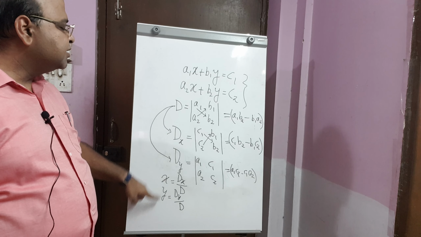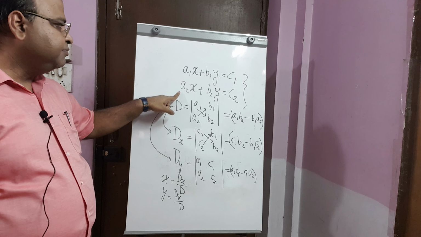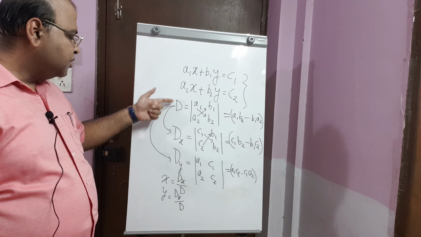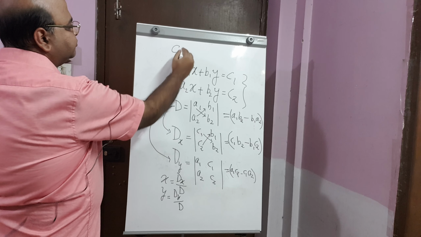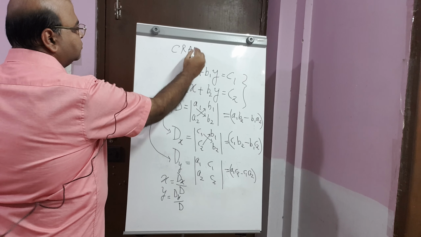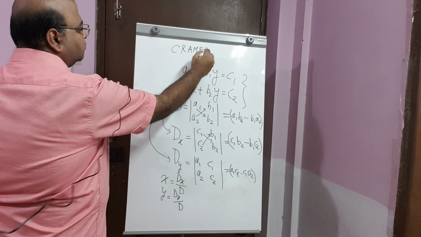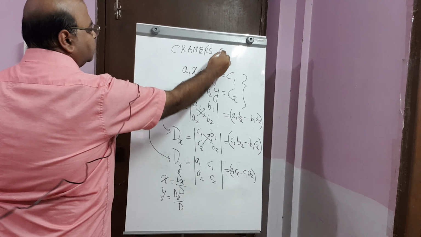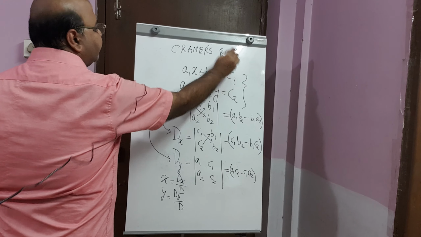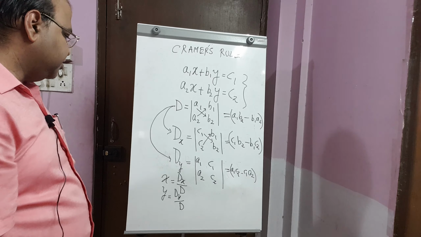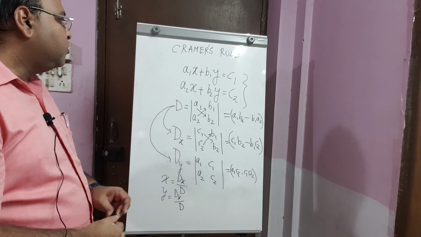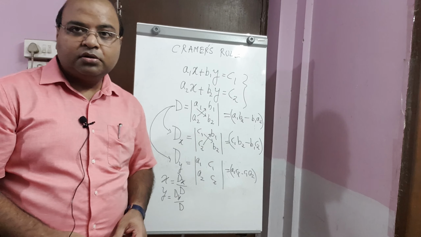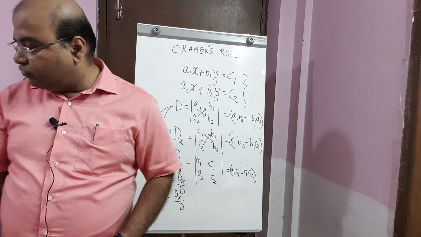So this is how we can solve a linear system involving two variables using Cramer's rule. This is known as Cramer's rule, named after the mathematician Cramer, who invented this method. And the same can be extended for a system of linear equations containing more than two variables.